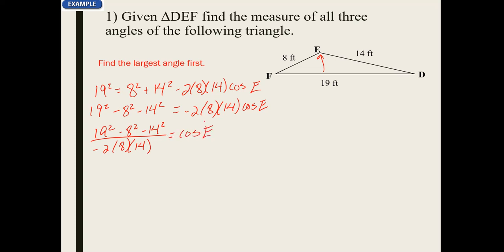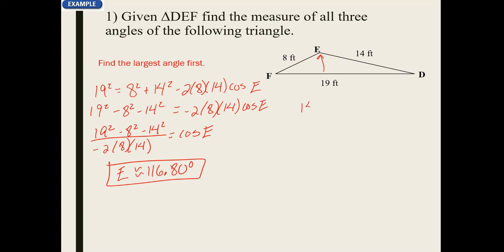Now you're going to want to type all this into your calculator. I would recommend using the stacked fraction feature of the TI-84 so you don't have to deal with parentheses. And you're going to get a decimal. It's going to be about negative 0.45 something. And then do the inverse cosine, and you're going to get that E is approximately 116.80 degrees.